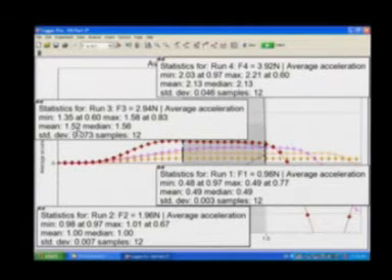The acceleration value has gone to 1.52. And the last run, run 4, with a force of 3.92 newtons, the acceleration went up to 2.13. Now maybe you can take this data and plot a graph, this time resultant force versus acceleration.